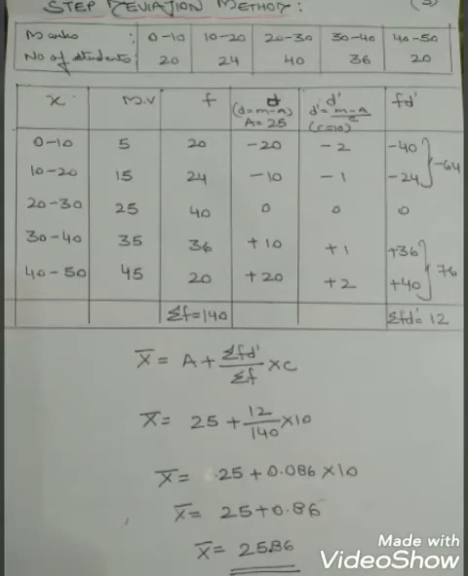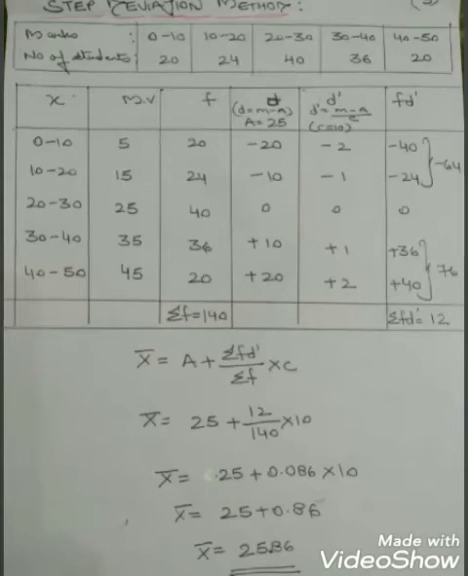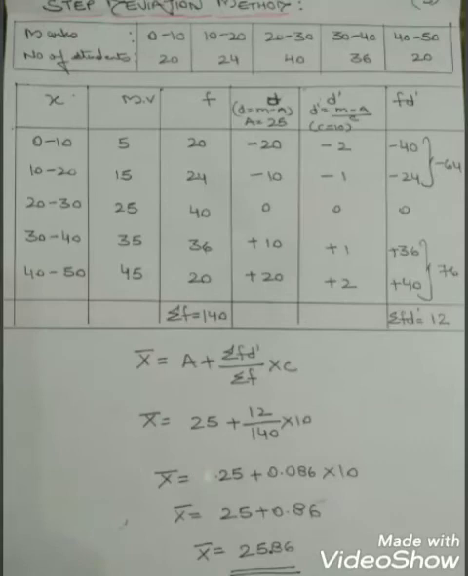First one is X, where we have taken the marks. Second is mid value. Now you know very well how to calculate mid value: you add L1 and L2 together, L1 is lower limit, L2 is upper limit, and divide by 2 and you get your mid value: 5, 15, 25, 35 and 45. F is frequency. We have written as it has been given in the question: 20, 24, 40, 36, 20. And then we have taken out deviation. Again you know how to calculate deviation.